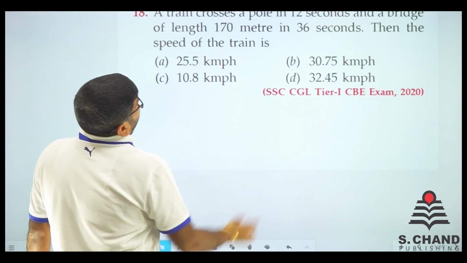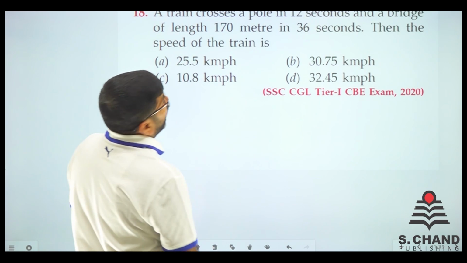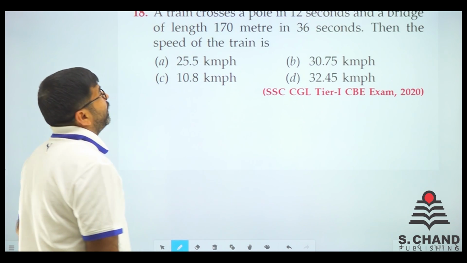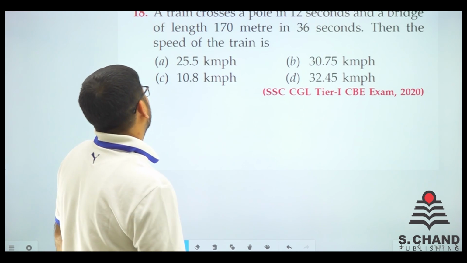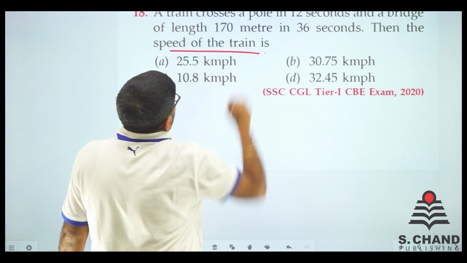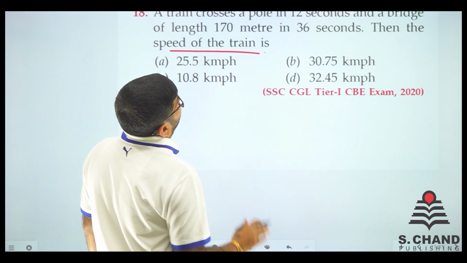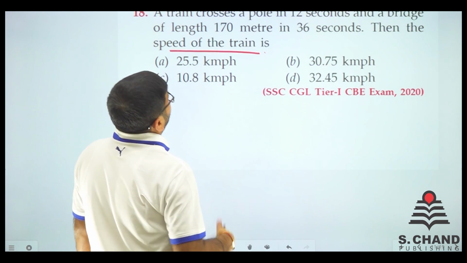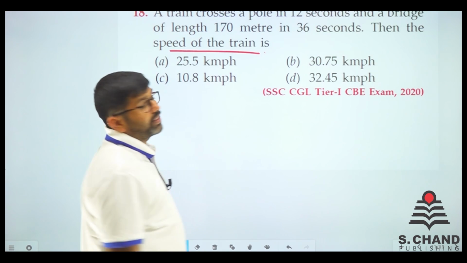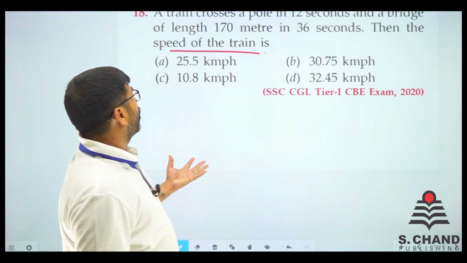A train crosses a pole in 12 seconds and a bridge of length 170 meter in 36 seconds. Then the speed of the train. We need to find the speed. We have two things given. Train crosses a pole in 12 seconds and a bridge of 170 meters in 36 seconds. So what should we do?